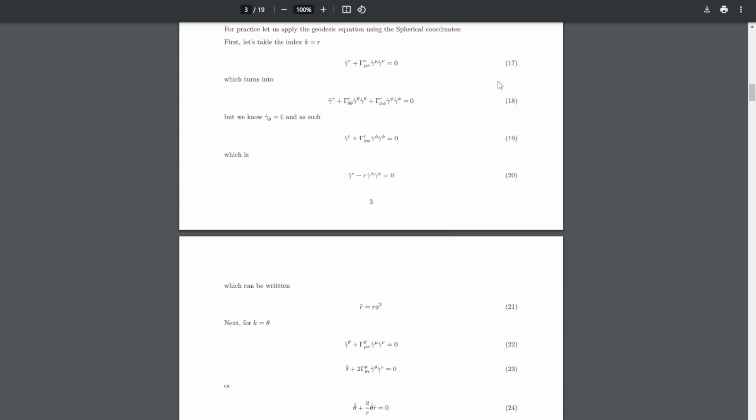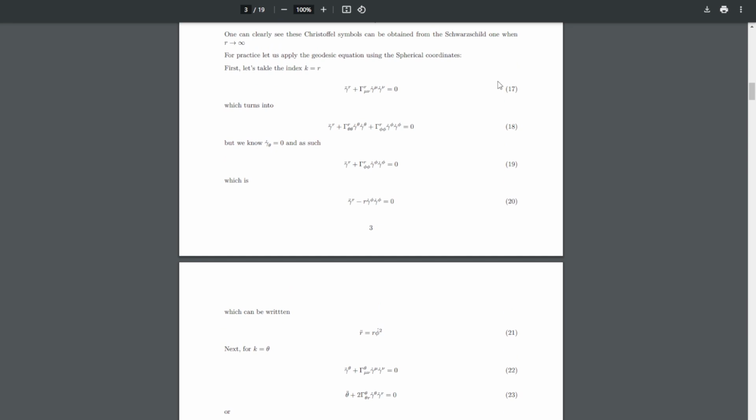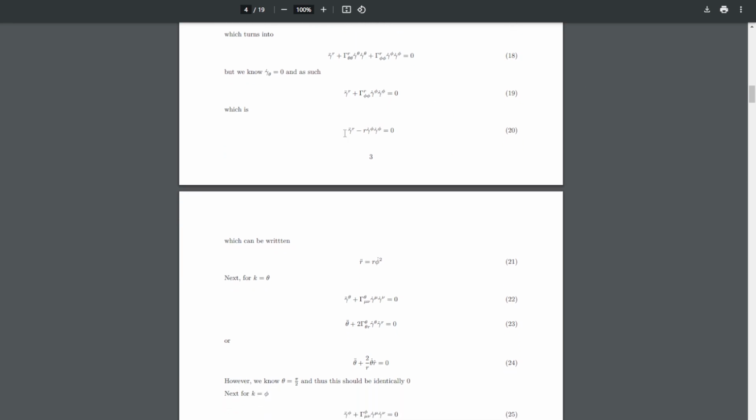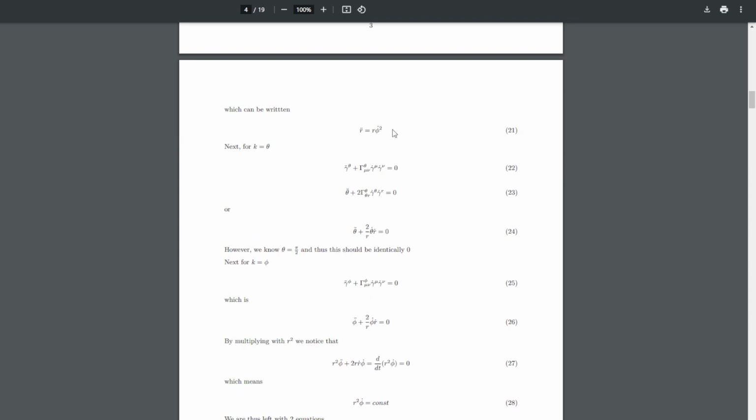Now, in order to proceed with computing the path using the geodesic equation in spherical coordinates, we replace the top index k with r. So we have gamma double dot r plus the Christoffel symbols r mu nu, gamma dot nu, gamma dot nu. We pick the only non-zero components, and we end up with the equation below, which can be written as such. So this is the first equation of motion, r double dot equals r phi dot squared.